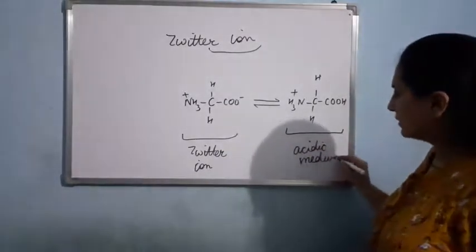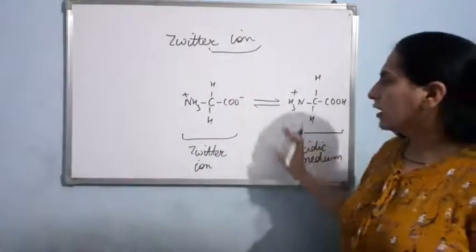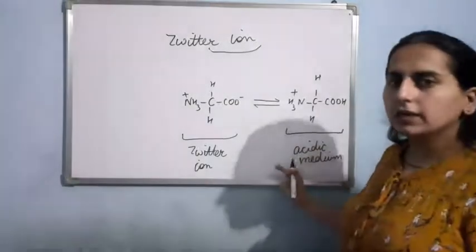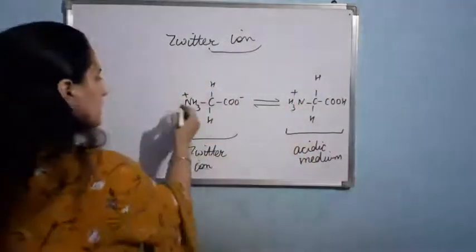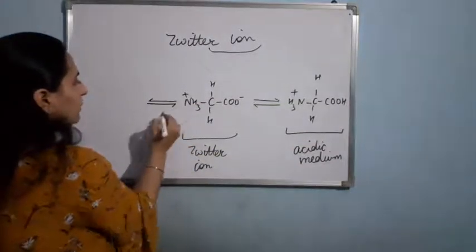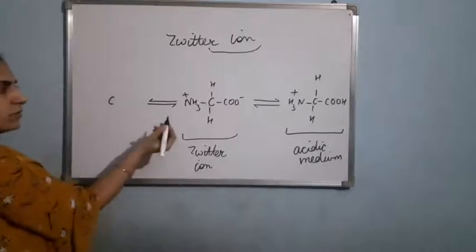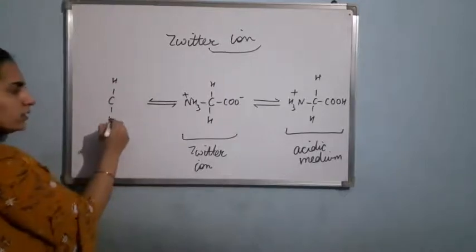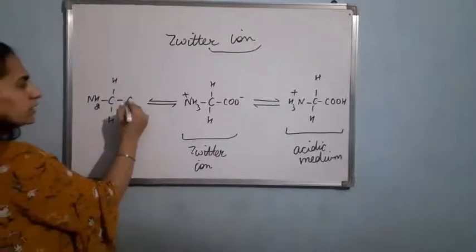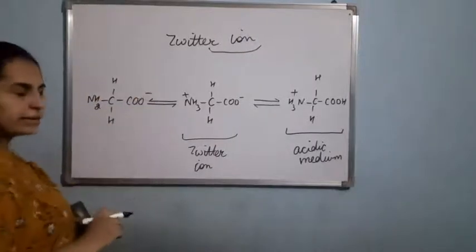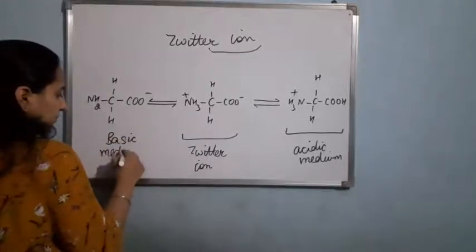Clear? When the amino acid is in the neutral medium, we can see the Zwitter ion. If the amino acid is in the acidic medium, then we shall see this type of organization. And if the amino acid is present in the basic medium, then what will be the case? Just C, C, hydrogen. Here the NH2 group will be there, but there it will be COO negative. So in the basic medium, they are present like this.